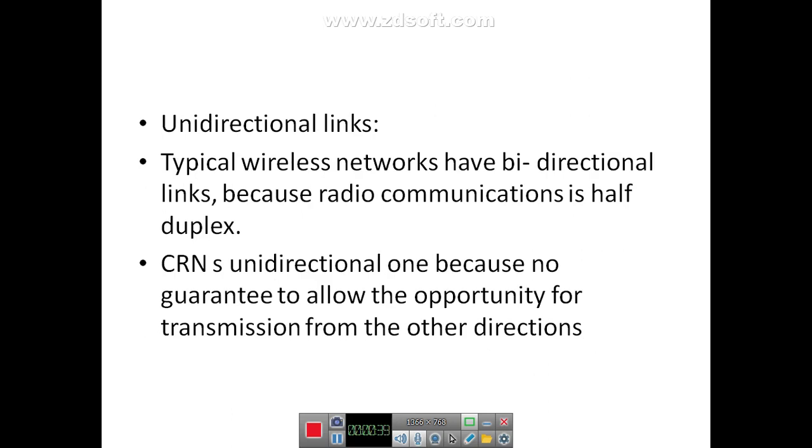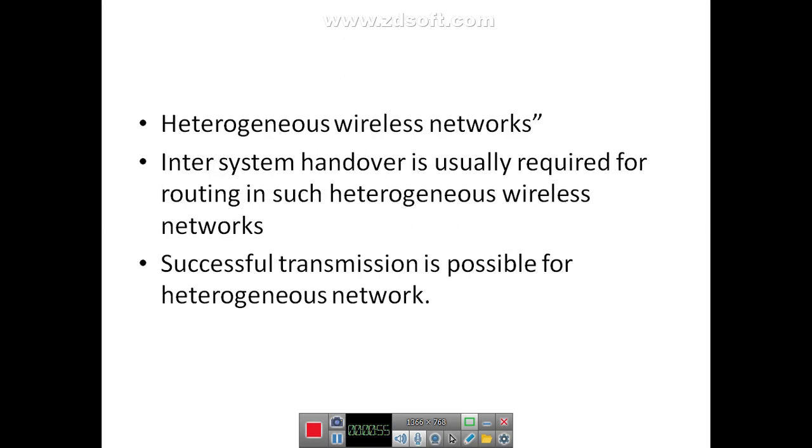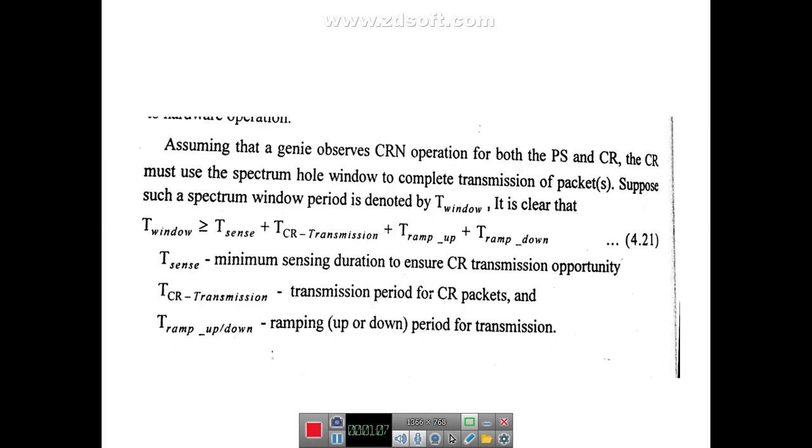What are unidirectional links? A typical wireless network has bidirectional links because radio communication is half duplex. CRN links are unidirectional because there is no guarantee of an opportunity for transmission from the other direction. Whenever we see heterogeneous wireless networks, inter-system handover is usually required for routing in such networks. Successful transmission is possible for a heterogeneous network.